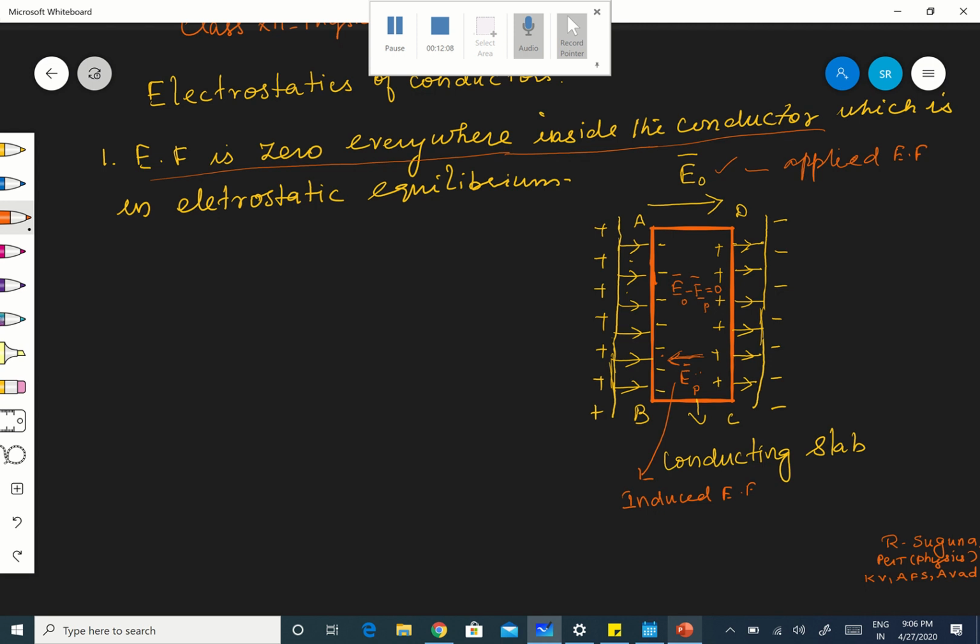Okay, that is very important. Electric field is 0 everywhere inside the conductor, which is in electrostatic equilibrium, which is an isolated conductor, right? Then next one, number 2, second property. The result we are going to see.